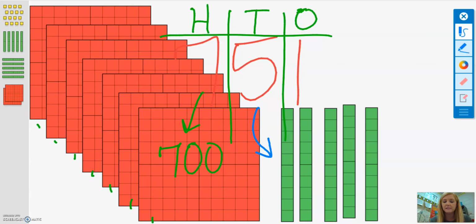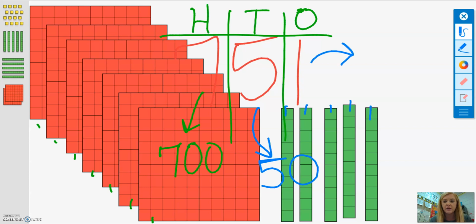So it wouldn't make sense for me to say 1, 2, 3, 4, 5, 6, 7, 8, 9, 10 and keep going. I'd be here all day long. It's easier for me to count groups of 10 by 10. So it would look like this: 10, 20, 30, 40, 50. So the value of the 5 in the tens place is 50. Okay? And the last one, let's look at the value of this 1.